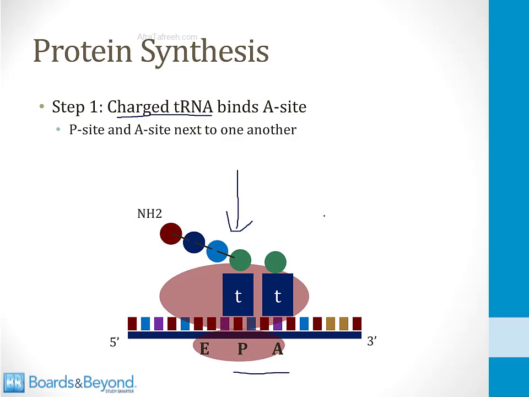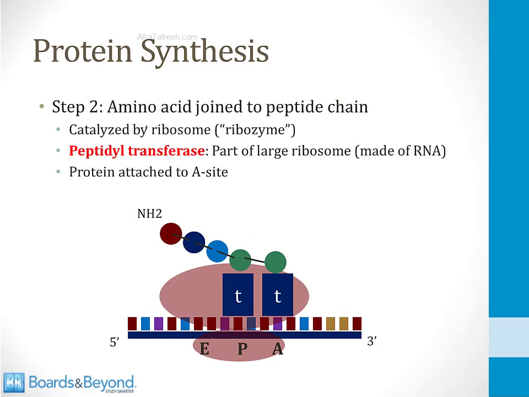So the first step in elongation is for a charged tRNA molecule to bring in the next amino acid and bind to the A site. The second step in elongation is for the amino acid in the A site to be joined to the growing protein chain. This linkage is catalyzed by the ribosome itself.